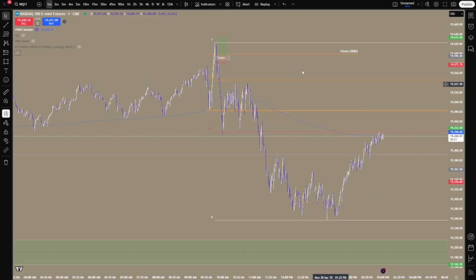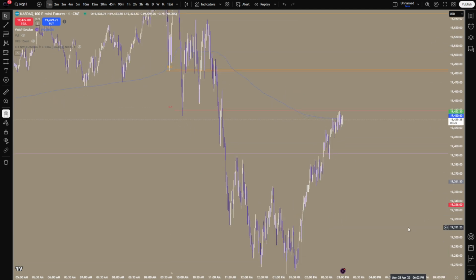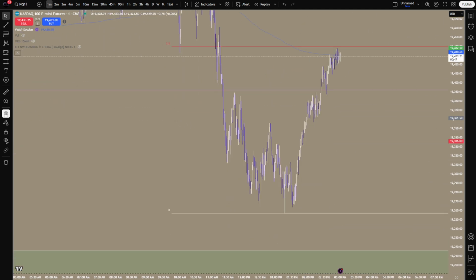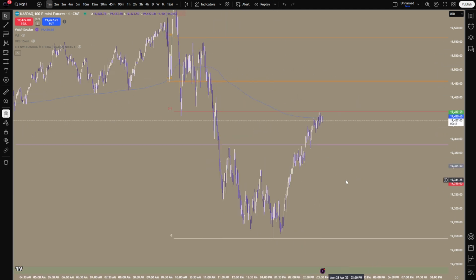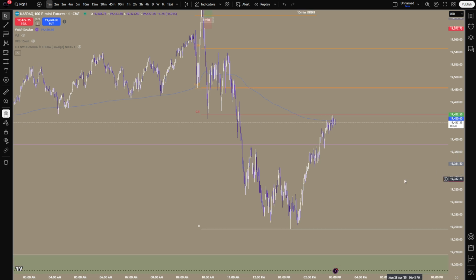We use the fib from the high of the morning to the low of the morning. We look for a retracement back to the 50% of the range, up to the premium of this range, and then we look to short it back down. That's basically what the model is, right? It's a 50% retracement after our morning expansion.